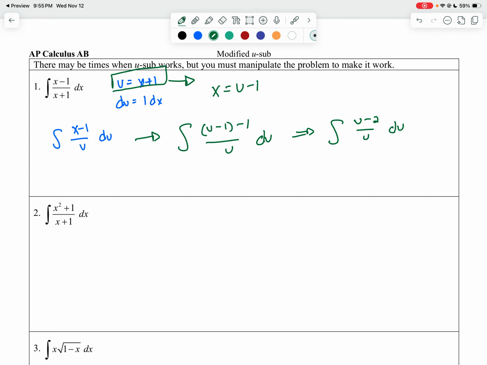And then what you guys are going to do here is just go ahead and split this up into two parts because it is one term in the denominator. So you have 1 minus 2 over u du. And then if you integrate this, you will get u minus 2 ln of absolute value of u plus c. Remember that everything needs to be in terms of x now. So you're going to have x plus 1 minus 2 ln of x plus 1 plus c.